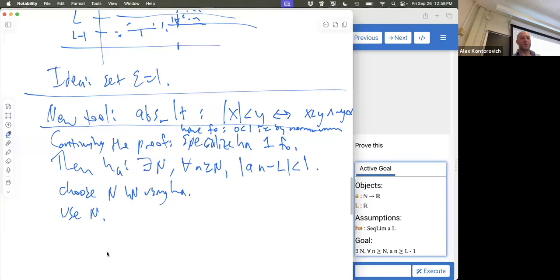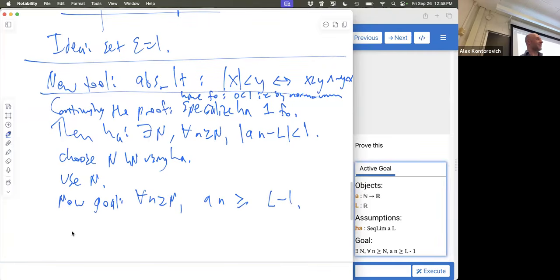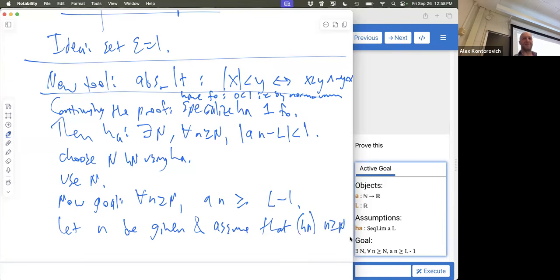Okay, so new goal state. The new goal at this point is what? For all, and then it's greater than or equal to all of them. Perfect. Everybody see that? So what's our next line? Intro, yeah. So let little n be given and assume, let's call this Hn, that n is greater than N.